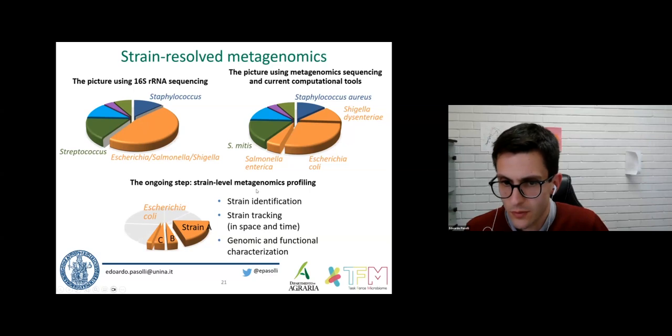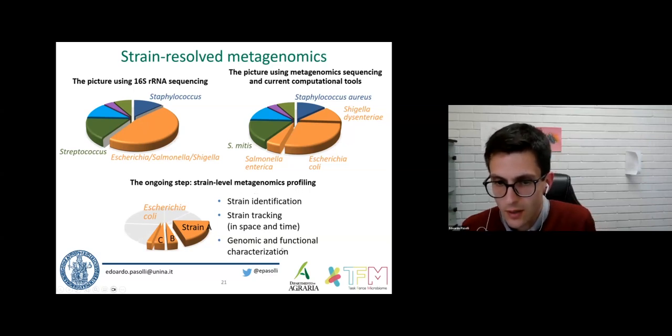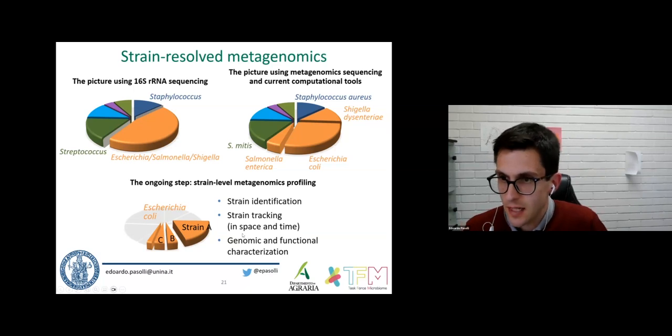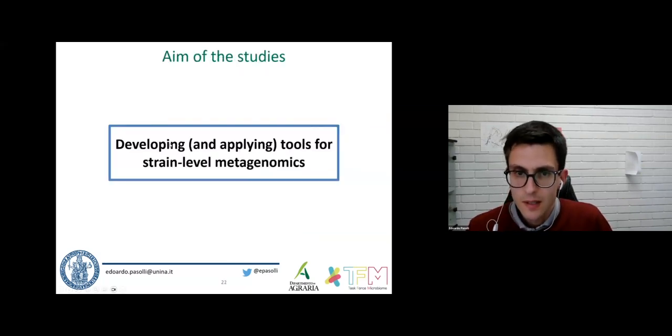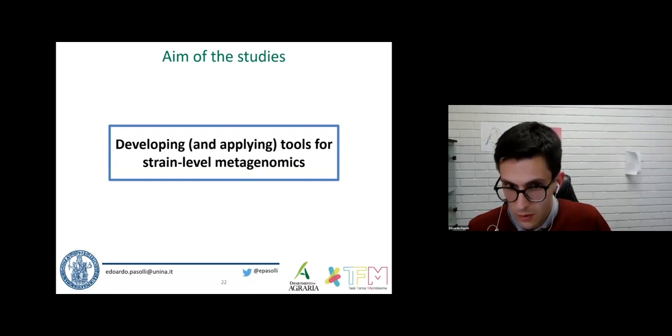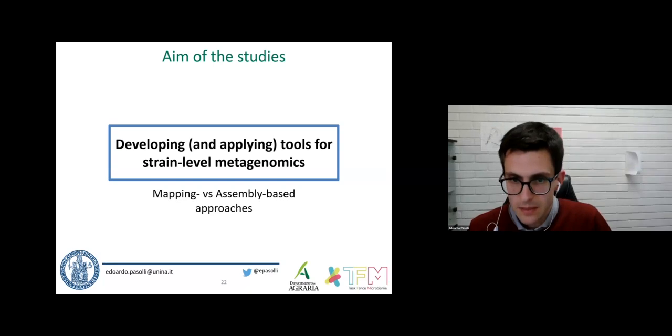Why is it important to perform strain level profiling? I'm reporting here some applications: identification of specific strains, tracking of strains in space and time, and also opening perspectives in terms of genomic and functional characterization. So now I want to present a couple of examples of tools that can be used for strain level metagenomics.